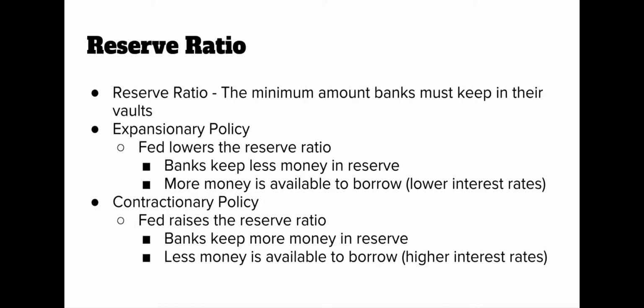They can also impact the reserve ratio, which is the minimum amount banks must keep in their vaults. So in looking at an expansionary policy, if the Fed lowers the reserve ratio, that means banks can lend out more money and they'll have lower interest rates. If they raise the reserve ratio, banks are required to keep more money in their vaults and they'll have less money to lend out, which will lead to higher interest rates.